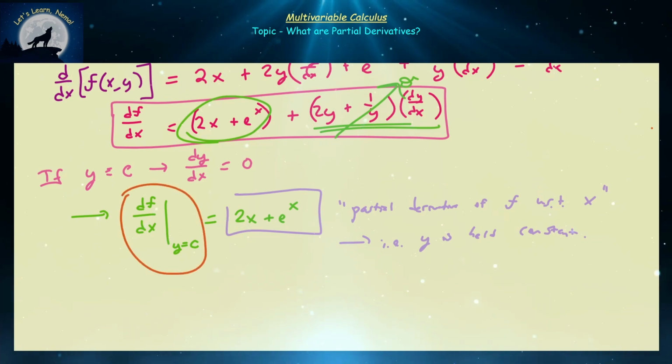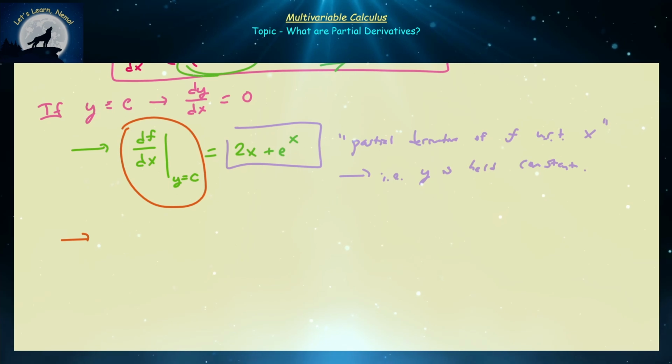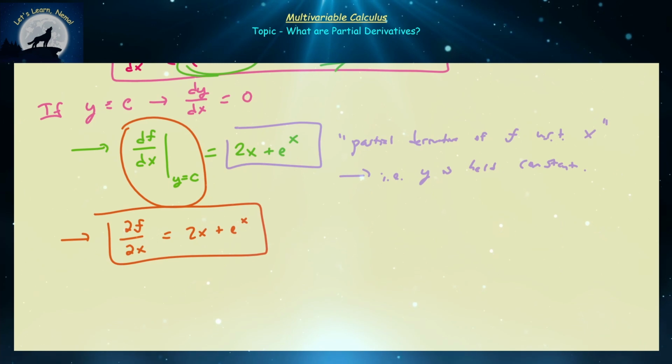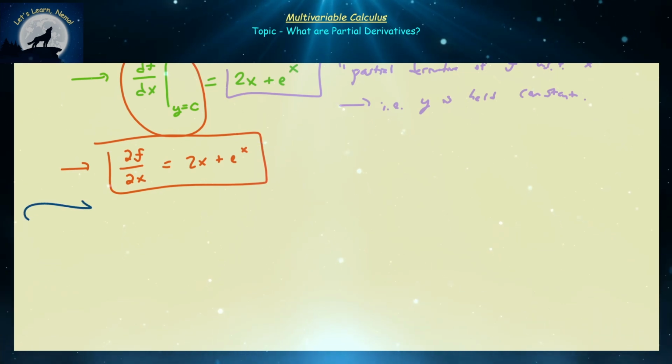So we would like to introduce a new notation here, which is called the partial derivative, and we would write it as a curly d divided by curly x, or some people say partial f partial x, and this will be equal to 2x plus e to the x. That's what we refer to as the partial derivative of f with respect to x. Now, let's look at a couple other examples. Let's look at a second one.